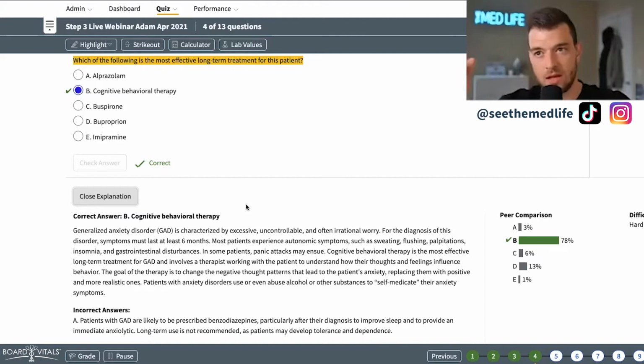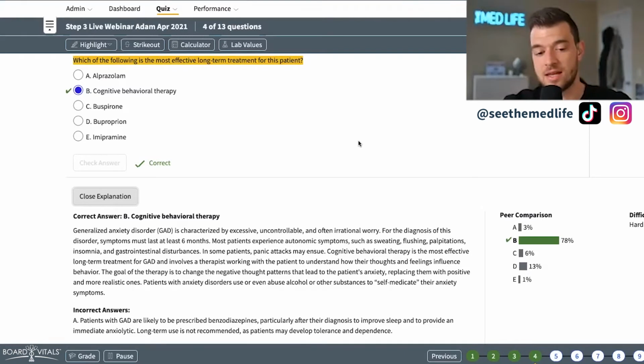Whoever wrote this question did a nice job, and said, what is the long-term management? So they're tipping you off. This person's already drinking. They're already at high risk for abuse of their alprazolam. You don't want to give them this drug long-term. It has a high potential for abuse. And so cognitive behavioral therapy is most likely to help them with their anxiety in the long term. And again, a very nice detailed explanation down here if you want to go into what generalized anxiety disorder is, and nice job nailing the diagnosis.